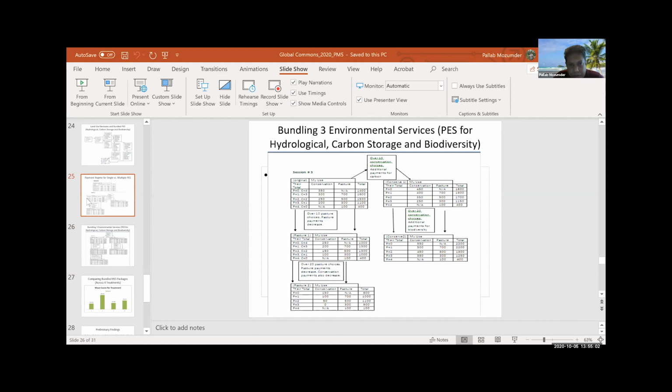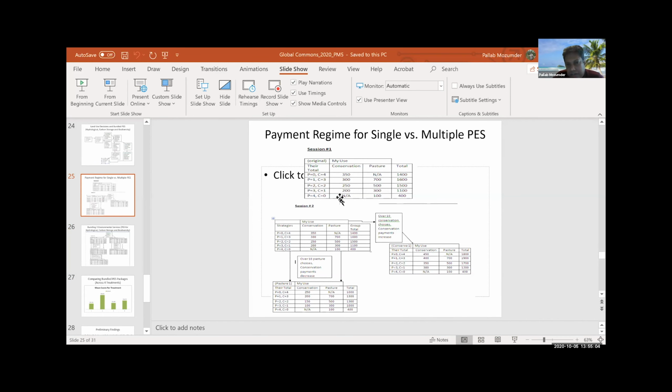In the beginning, for conservation they get 350 points. It's basically equivalent to, you can think of it as, $1. And if everybody did conservation, they get 1,400 as a group. If one did pasture and another did conservation, they get a different amount, because pasture has a higher return and so on. So this is the way it works. But if they're doing more conservation, they get a different payment structure.